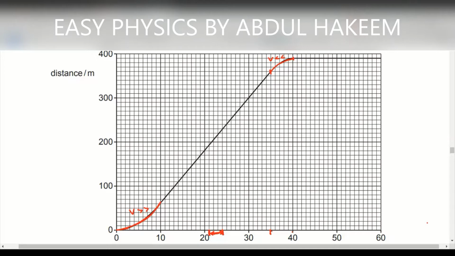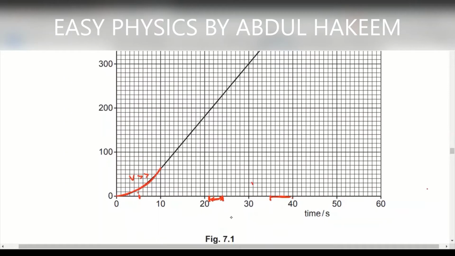In 5 seconds, the speed is changing from this level to this level. How many boxes? 1, 2, 3. But here, in 5 seconds, just 1.5 boxes. It means this increase of the speed, the magnitude of the acceleration, is small. This is positive acceleration, because in 5 seconds there is a small increase in the speed.